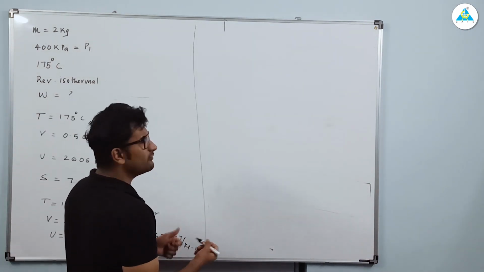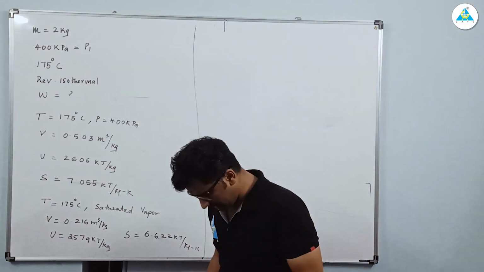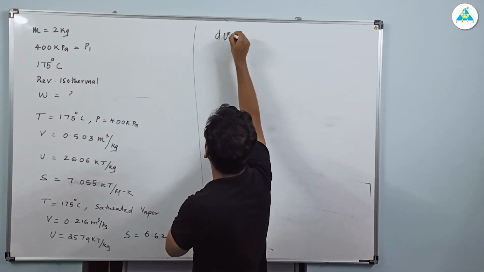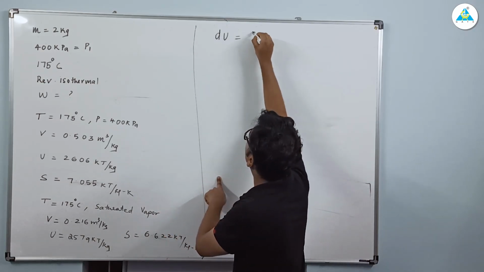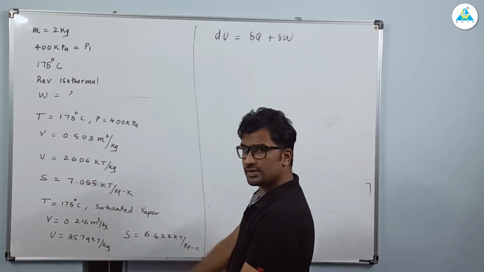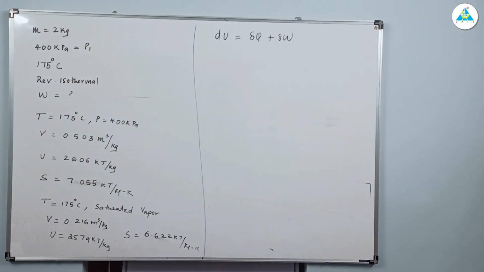So it's a closed system. First write whatever you know, whatever equations you know for the closed system, right? So what is that? First equation is dU is equal to del q plus del w. This is the first equation I know because it is a closed system. Okay? So the internal energy change in a closed system is equal to del q plus del w.